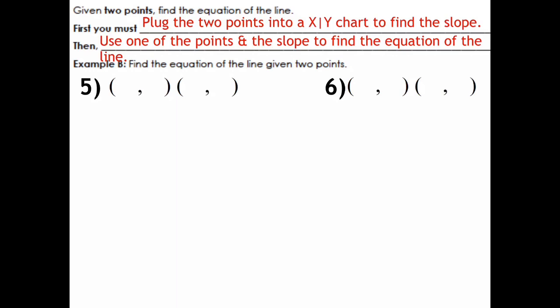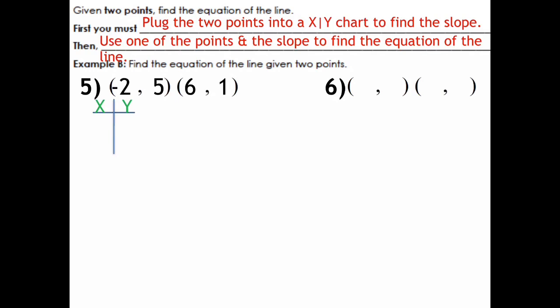Now this whole second part that you're writing is pretty much what we did on the front side. So let's go ahead and look at number 5. For number 5, you're given the point (-2, 5), and you're also given the point (6, 1). Now you have to use these two to find the equation of the line. Again, it says first you must plug them into the xy chart. So here's my xy chart.